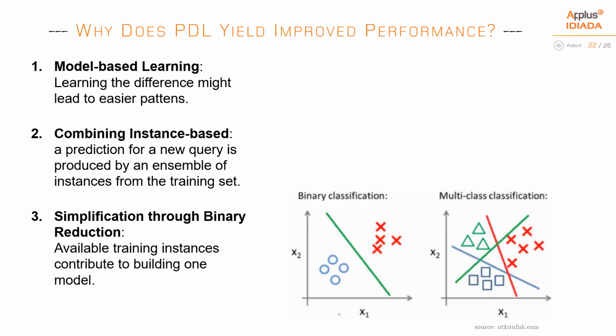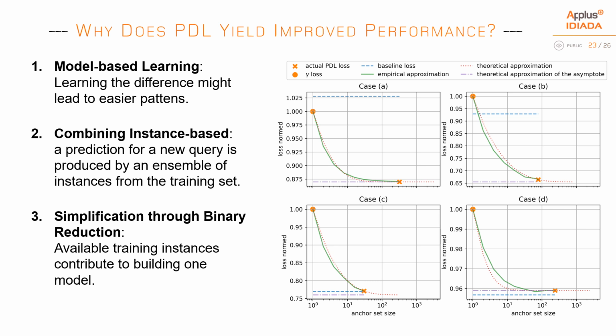Third hypothesis: simplifying the multi-class task problem into the binary case. Distinguishing between multiple classes can be complex, whereas solving a similar or different task is often easier. Let's examine these effects using 4 datasets from OpenML.